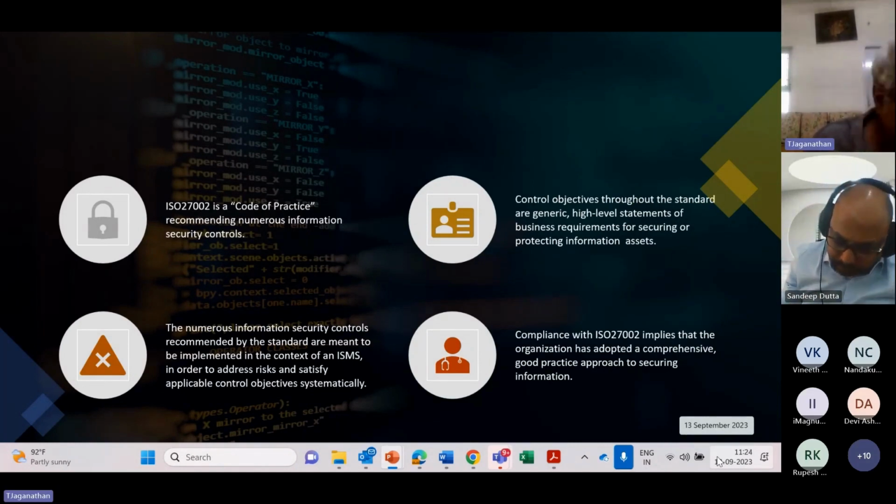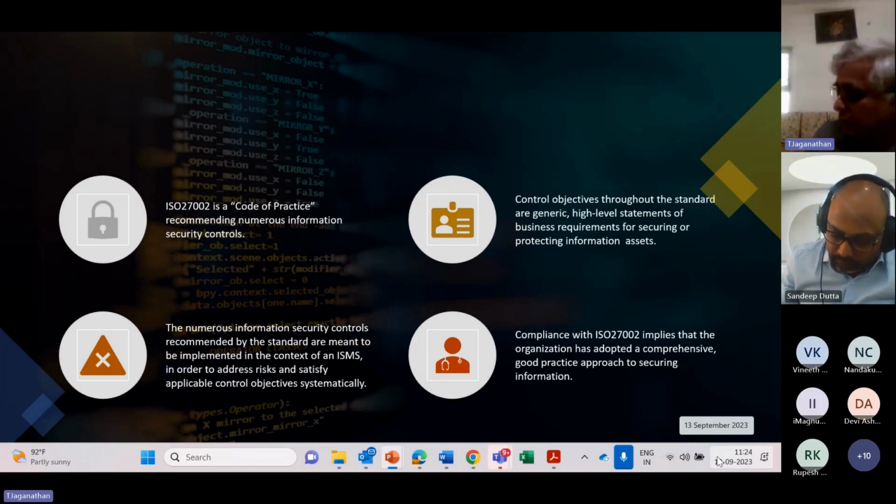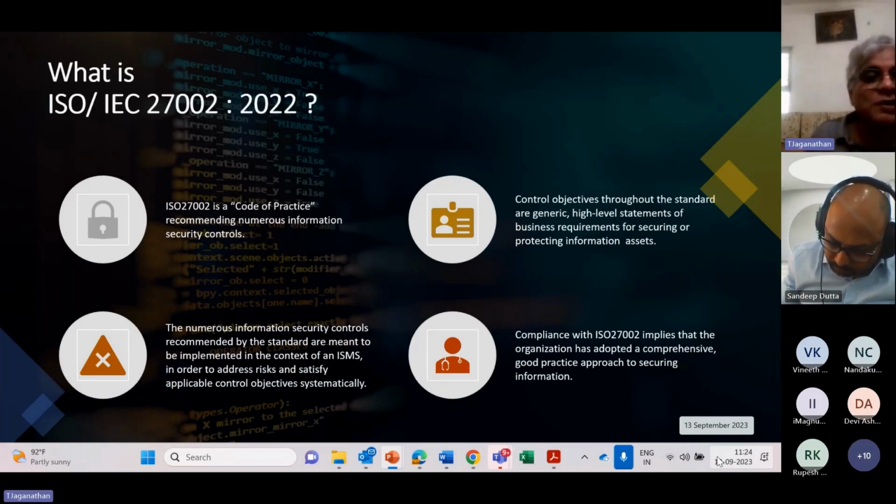27002 is a best practice. It's not a requirement standard. So even if you have gone through 27002 and done everything it states, it is not even a requirement. What 27002 states is a high level of maturity. But even if you are not able to go completely as per 27002, you can still be certified for 27001. There is a difference. We will see one control in both 27001 and 27002, and then you will know the difference. But it is not mandatory to get certification.